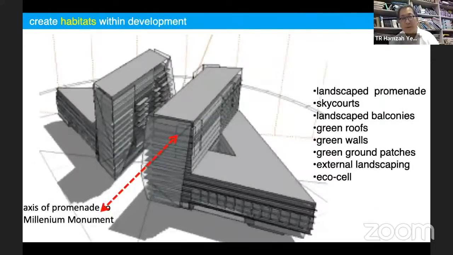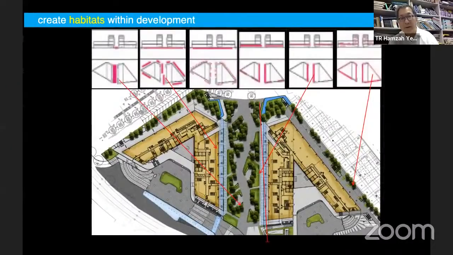The buildings are almost symmetrical. There's about a 15-story with a podium underneath. In between, I have a promenade. The promenade actually links in the axis to the Millennium Monument, but the shape of the building is like this because of the promenade. We get left with 2 residual parcels, and from there, we started to put in the built-up floors. But on the top row, in red, are all the habitats we create within this particular complex.